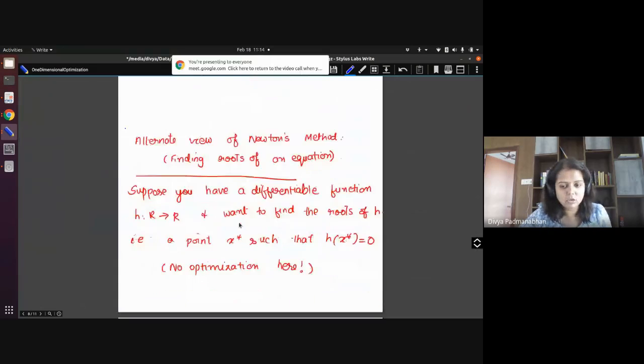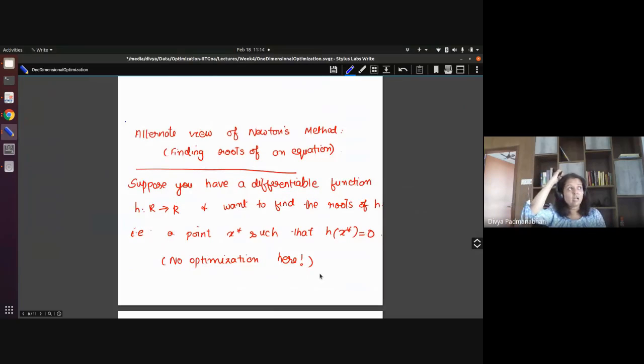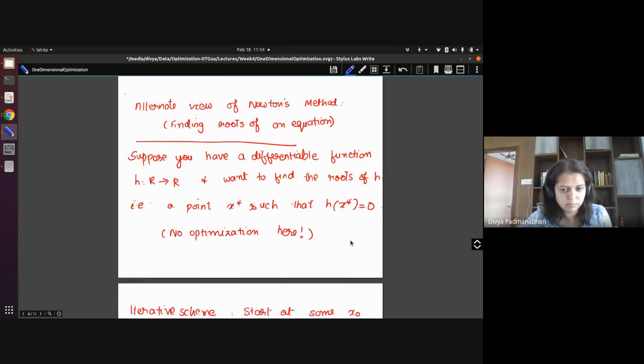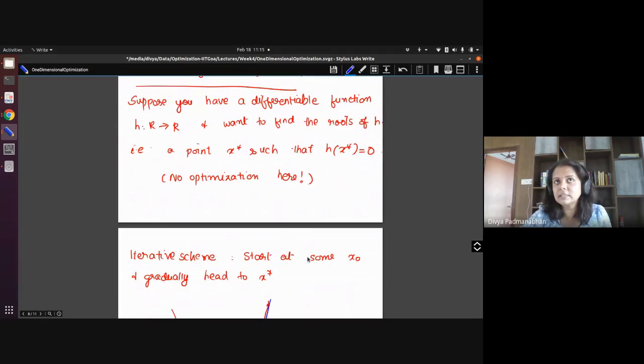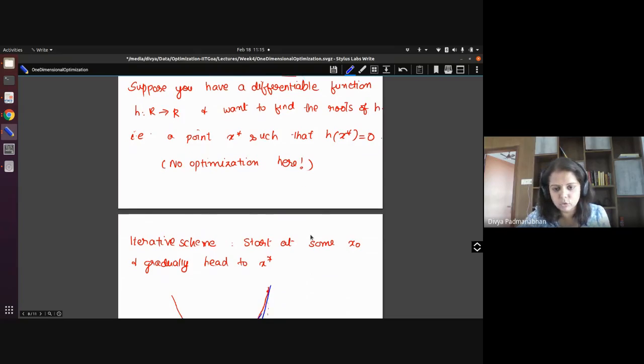This was actually the initial way in which Newton's method got built, the Newton-Raphson method, to find the roots of an equation. There was no optimization. In some sense, when you solve an optimization problem to find the critical point, you're actually finding the roots of the derivative, right? You want to find a point for which f dash x is 0. So in that sense, you're trying to find the roots, and that's why it's an extension of what you would have seen in the case of solving for roots.